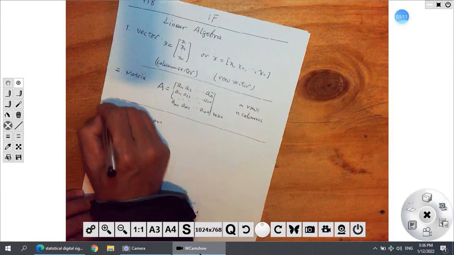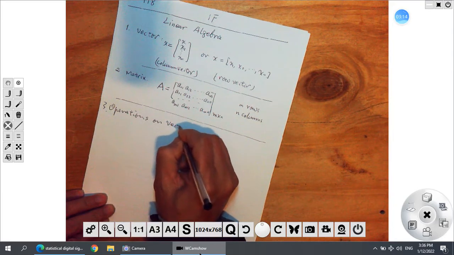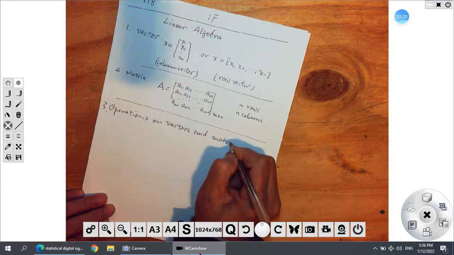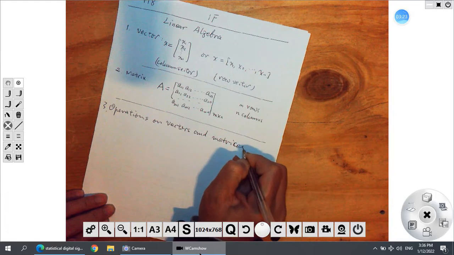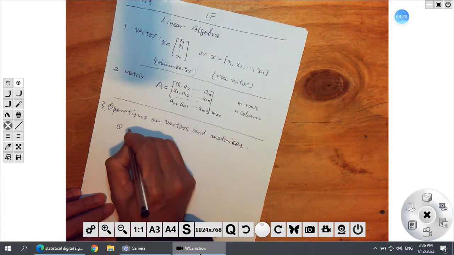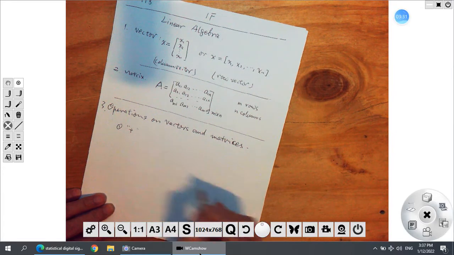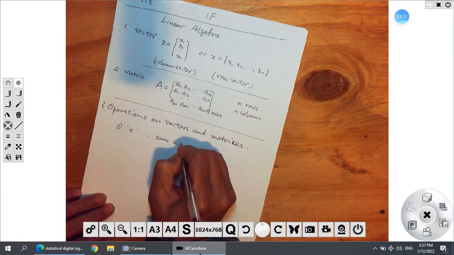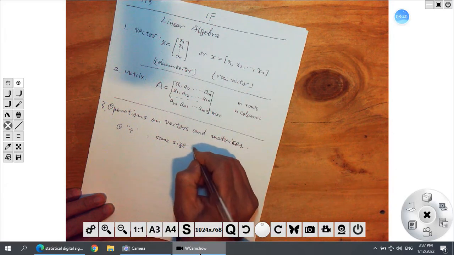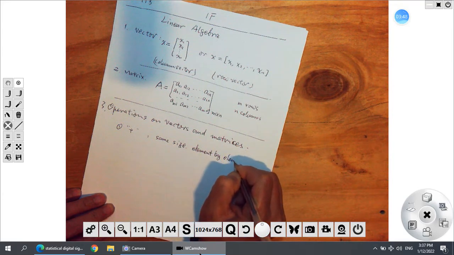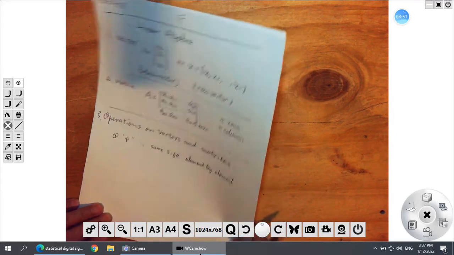Operations on vectors and matrices. The first one, of course, is plus. Here we have the requirement of the same size, and then we do it element by element. Element by element. I use examples to explain.